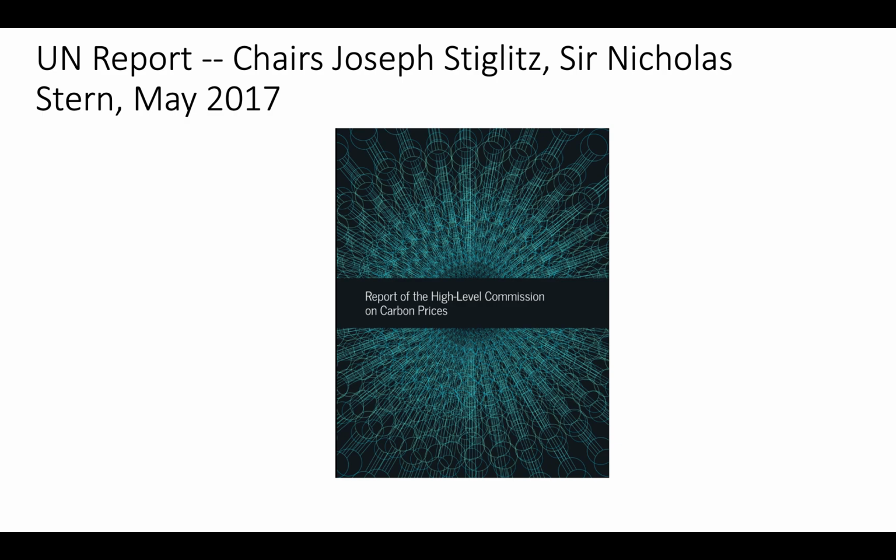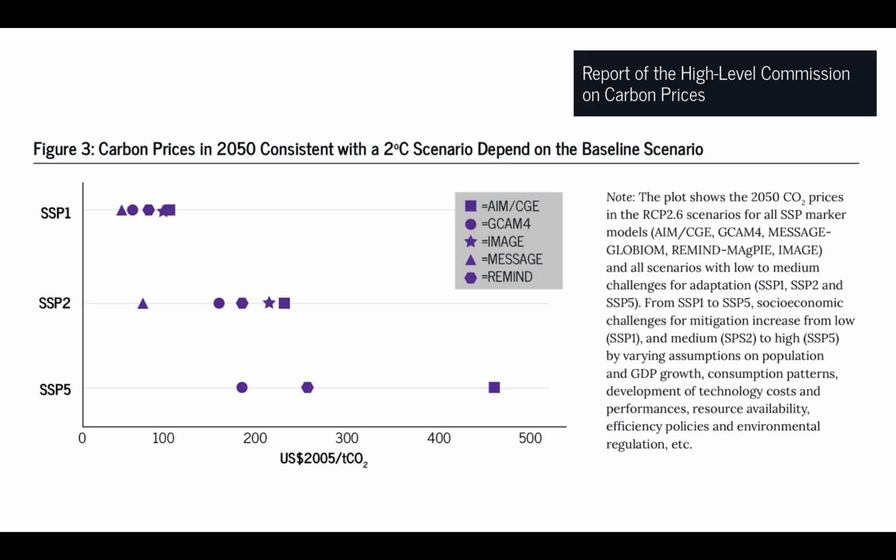It came from, we think, the UN report, the report of the High-Level Commission on Carbon Prices, Stiglitz and Stern, May 2017, and some figures. I'm not going to get into exactly the figure, but this is one of the important ones. Notice there are 5 integrated assessment models: GCAM, Image, Remind. These are the models. These are the shared socioeconomic pathways, SSP 1, 2, and 5, that they looked at, and different carbon prices.